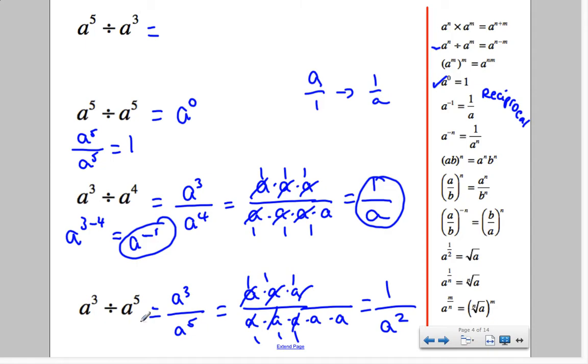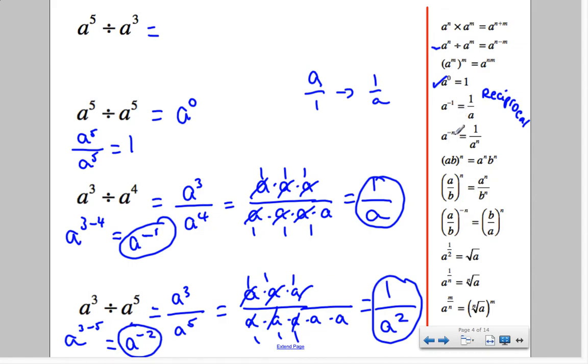Okay, but if instead we'd used this rule here, the division rule, then I would have had to subtract those two powers. So that's 3 minus 5, which is a to the minus 2. So doing this question two different ways, I've used equal signs all the way through, so that means this is actually equal to this. All right, and now that I've shown an example, I can use that rule.